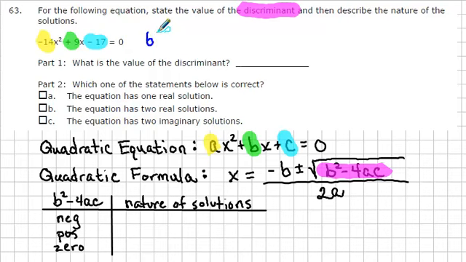We want to evaluate b squared minus 4ac. Our b value is the coefficient of x, which is 9. So we have the square of 9 minus 4 multiplied by a. A is the coefficient of x squared, which is negative 14. And then multiplied by c, our constant term, which in this case is negative 17.